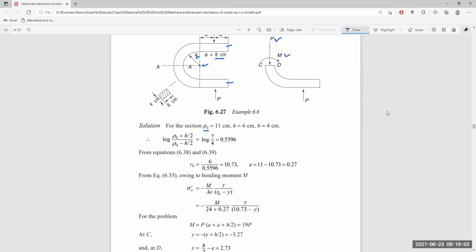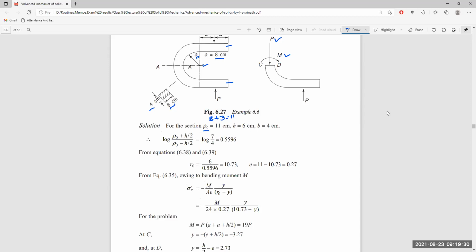And rho 0 is actually 11. This is 8 plus 3, that is 11. 8 is the thickness A, and 3 is half of the trapezoidal face. 8 plus 3 is equal to 11 centimeter. And height H is equal to 6 centimeter, width B is equal to 4 centimeter. This is given here.